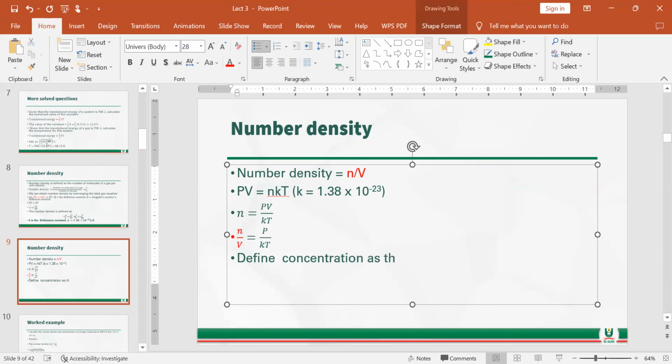As a whole, divided by what? A volume. You understand that? You know that concentration in molarity is number of moles divided by volume. So we now say that the number density is in mole per dm cube. You understand that? That is what we are doing here.